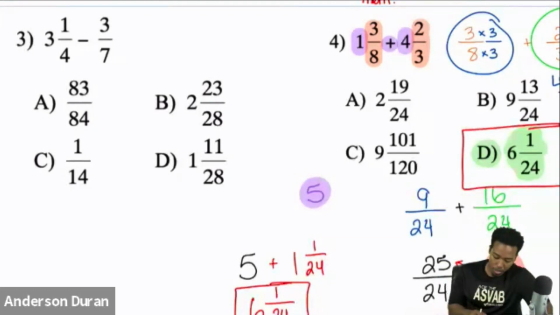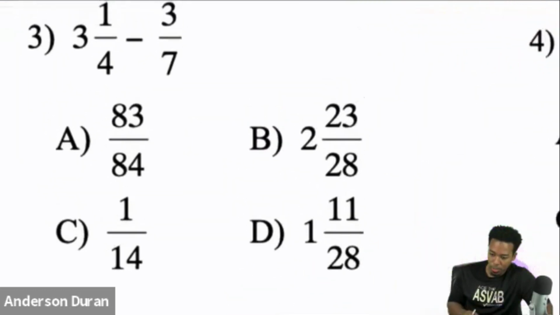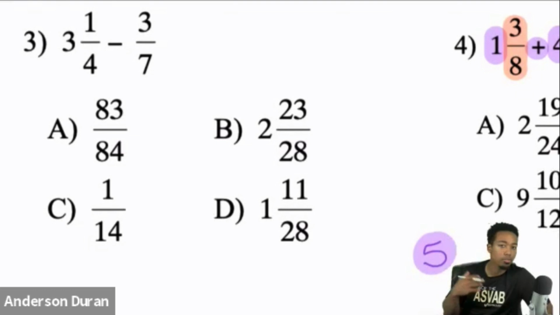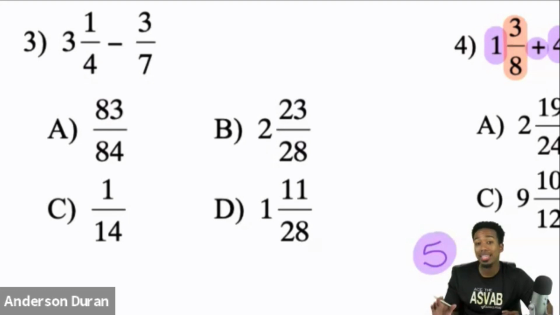So let's talk about number 3 here. This one is definitely going to be a little trickier to understand. When it comes to subtraction with mixed numbers, honestly, if you wanted to turn it into an improper fraction, then subtract and do your thing, cool, you're good. But my number one suggestion, every single time you're subtracting mixed numbers, change the denominators first.